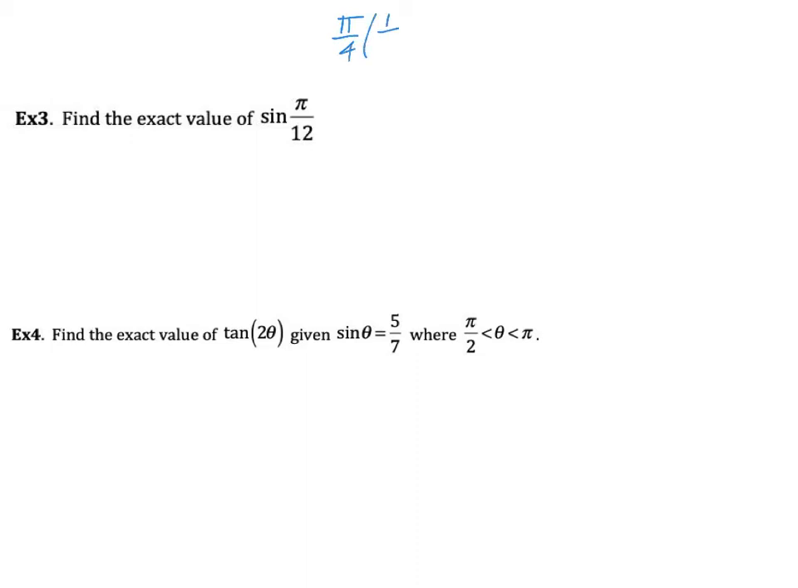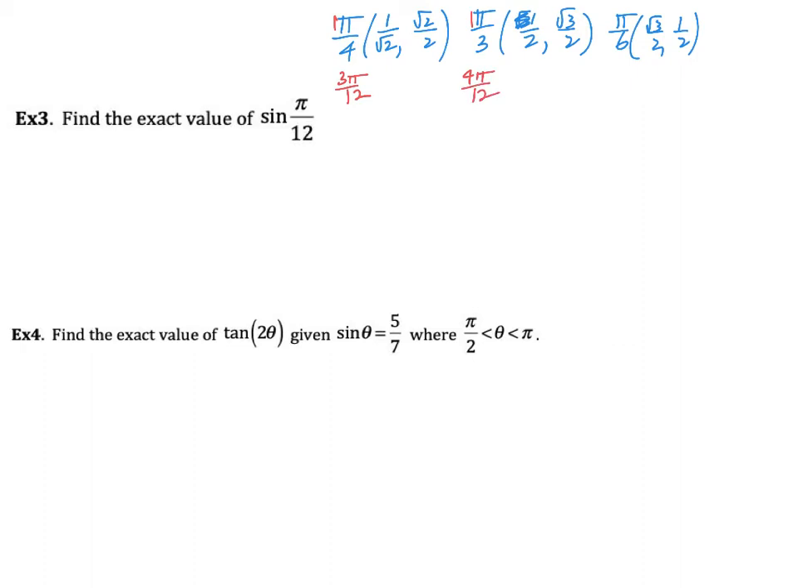We know pi over 4, which is root 2 over 2, root 2 over 2. Pi over 3, which is 1/2, root 3 over 2. And pi over 6, which is root 3 over 2, 1/2. So we know these 3 special case triangles, and all 3 of these special case triangles can be rewritten as 12ths. 1/4 is the same as 3/12. 1/3 is the same as 4/12. And 1/6 is the same as 2/12.